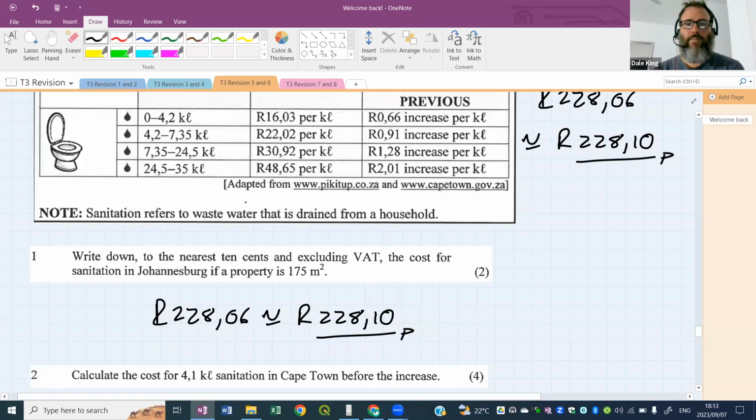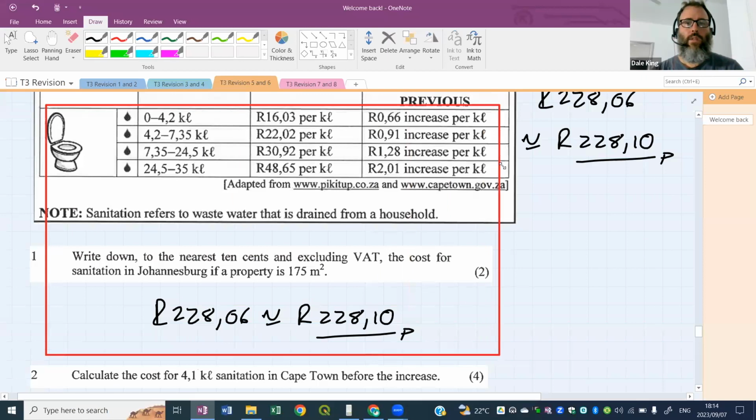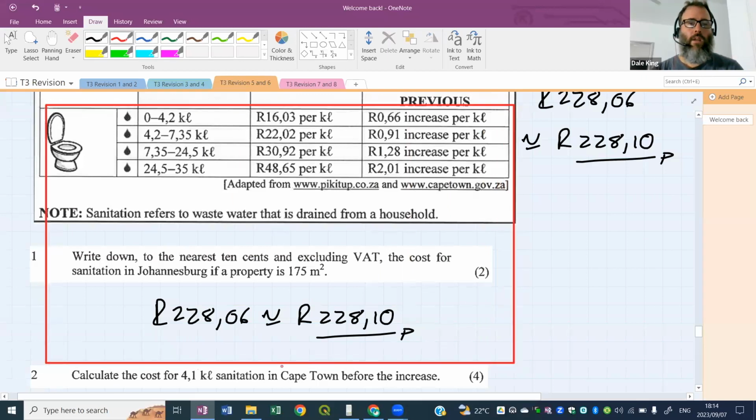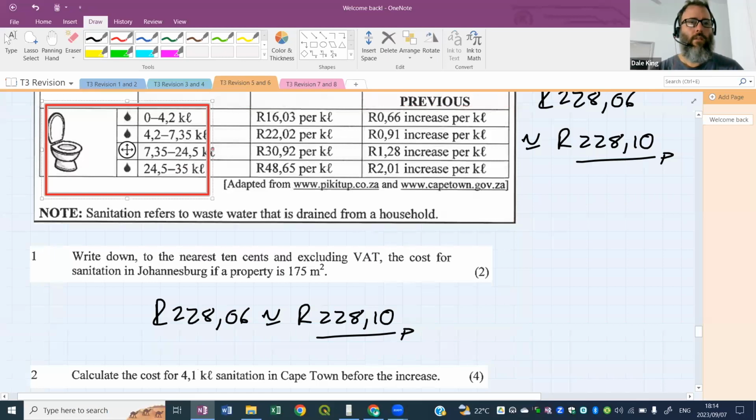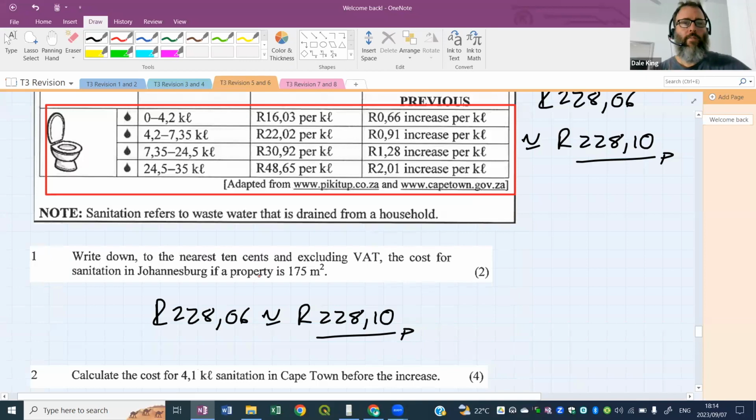Anyone have an idea? Where's my people? Yeah, there's a table there. So the table's up top. This is all we need to look at here. There we go. That's what we're looking at. That's the Cape Town table.